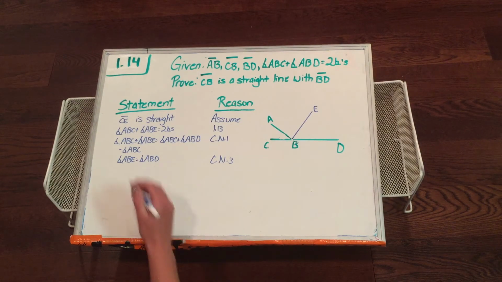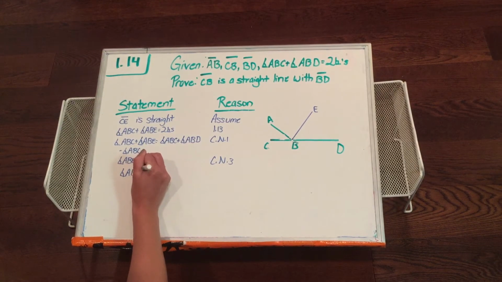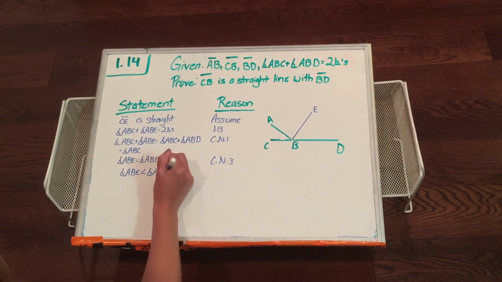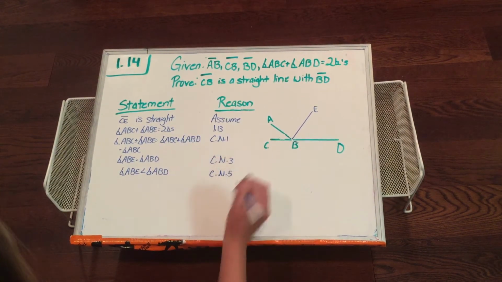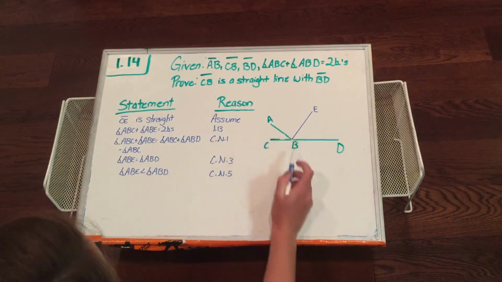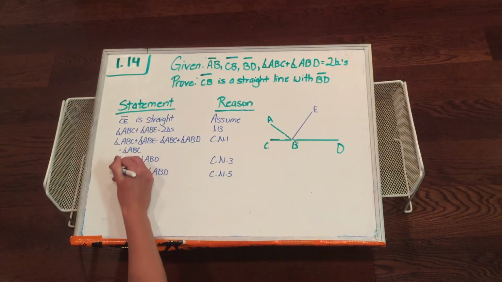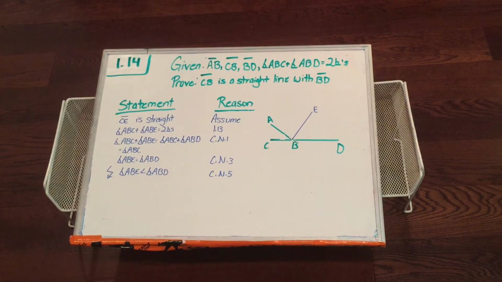But you already know that the angle ABE is going to be less than the angle ABD because of Common Notion 5, which says the whole has to be greater than the part. And so ABD would be our whole, and ABE is only a small part of ABD. And so that would be our contradiction right there. And this is the symbol for finding our contradiction.